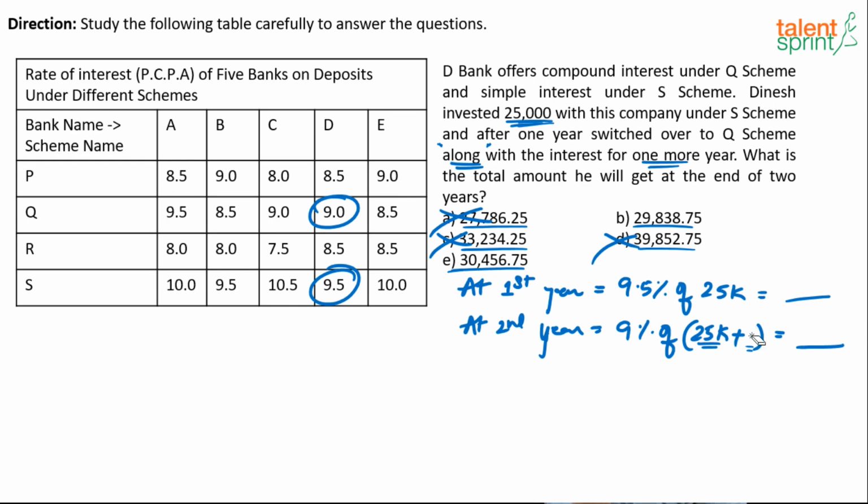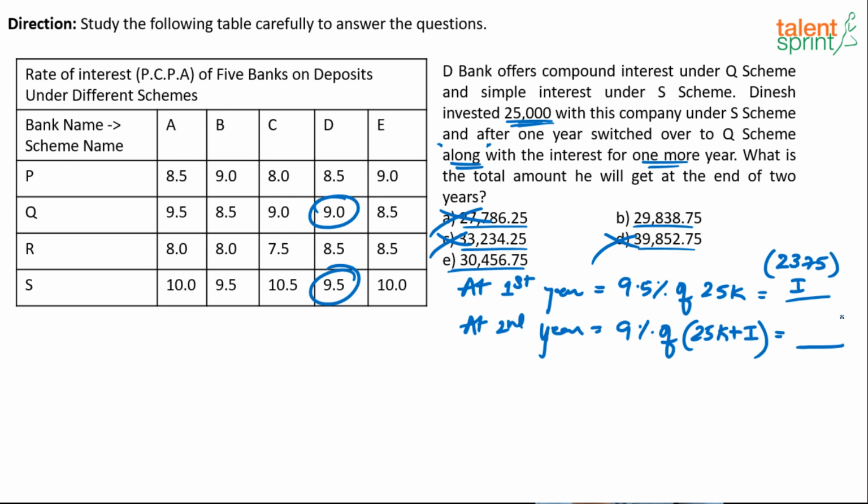So let me clear this also. So basically we know it's going to be 25,000 plus whatever interest I we get here. Now what is I? See, 9.5% of 25,000. 10% is 2,500. 1% will be 250, so 0.5% is 125. 2,500 minus 125 is going to be 2,375. So this is 2,375 basically.